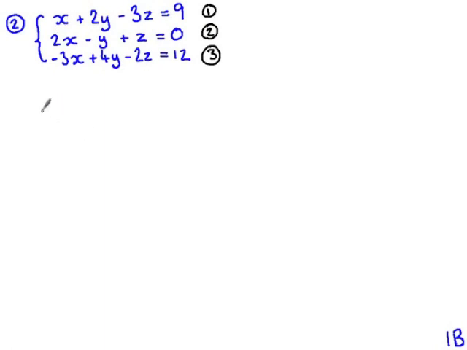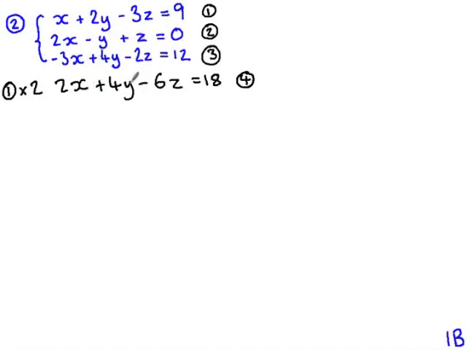But I'm going to start with that first option. So equation 1 multiplied by 2 is 2x + 4y - 6z = 18. And I'll number that equation 4. So now I'm working with equation 4 and equation 2. I can eliminate the x's by subtracting one equation from the other.